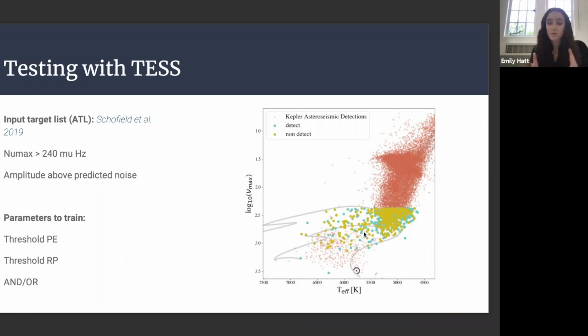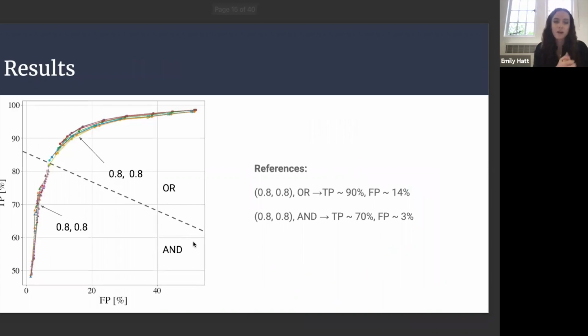Then all we did is run ATROPOS on these stars, and we vary the thresholds that we take on the tests. We also asked the question whether we should ask for responses in both modules or just a single module. And then we constructed the false positive, true positive curve that you can see on the slide here. So on the y-axis, that's your true positive, and then on the x-axis, that's your false positive. So each individual line on this plot corresponds to a specific cut on the power excess module, or the power excess merit. And then each scatter point consists of a cut on the repeating pattern.